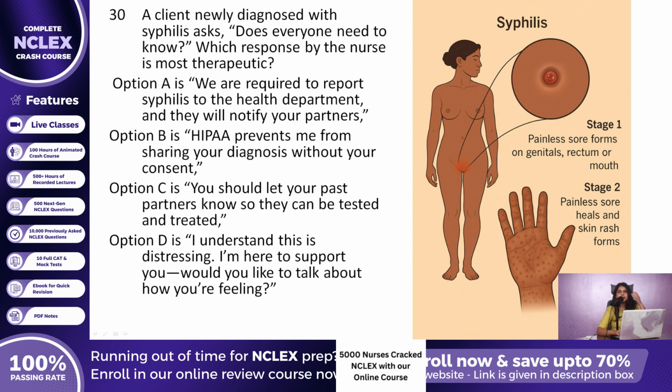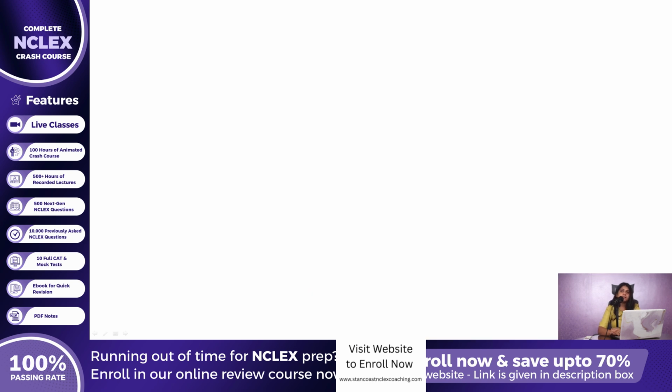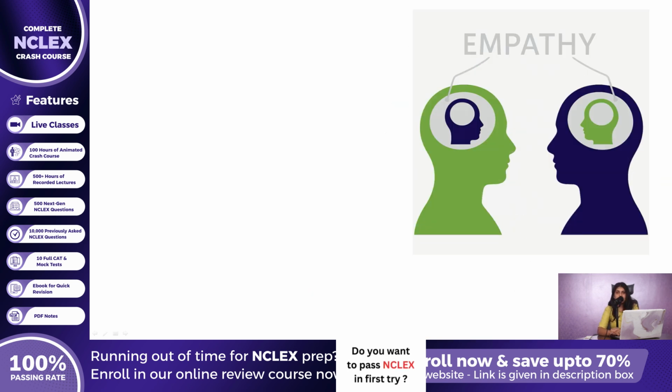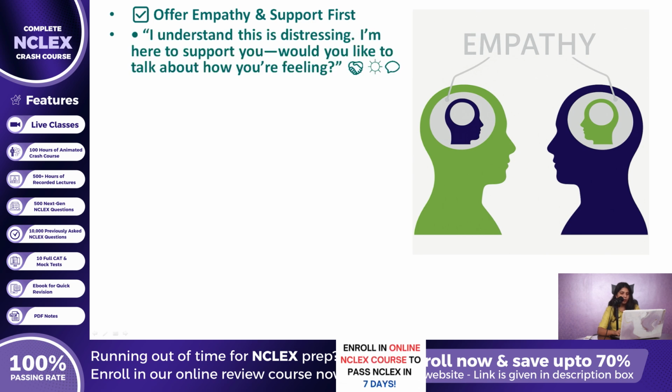The correct answer is option D. I understand this is distressing. I'm here to support you. Would you like to talk about how you're feeling? This empathetic response prioritizes the client's emotional needs and uses reflective listening to create a safe environment for processing the news before discussing public health procedures or partner notification.